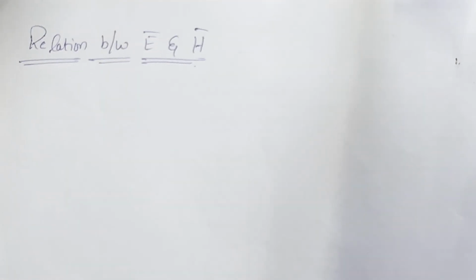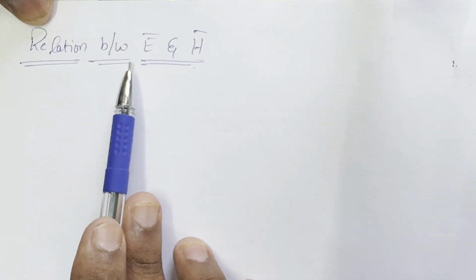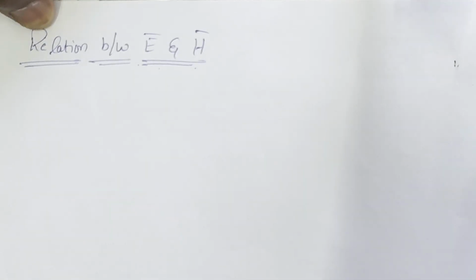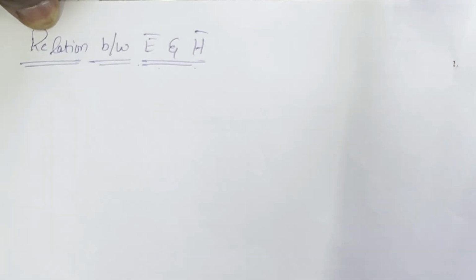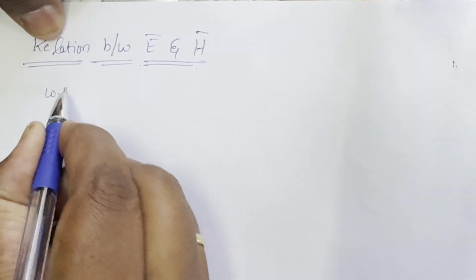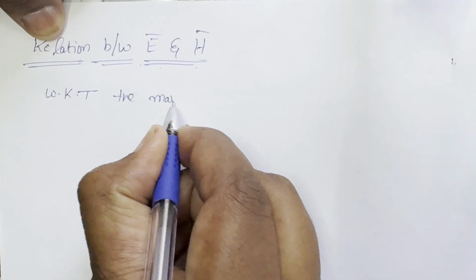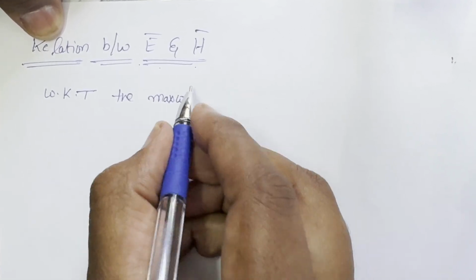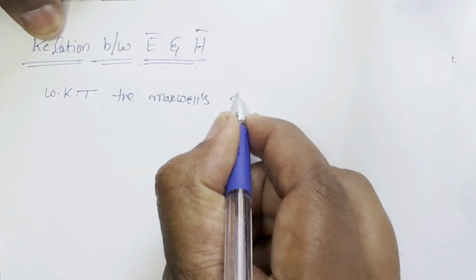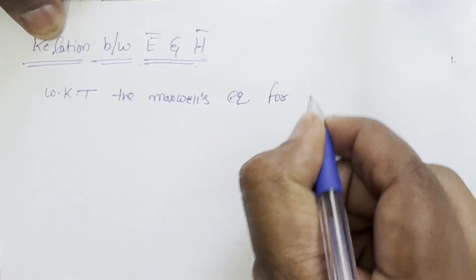Good morning, students. In this session, we'll discuss the relation between E bar and H bar. To find the relation between E bar and H bar, we need Maxwell's equations for free space. That's what I already discussed in our previous discussions. That is, we know the Maxwell's equations for free space.